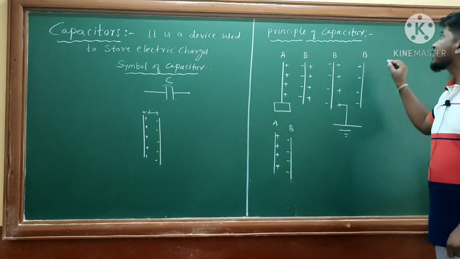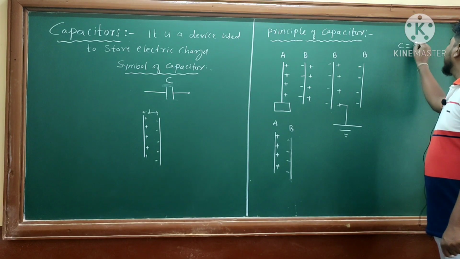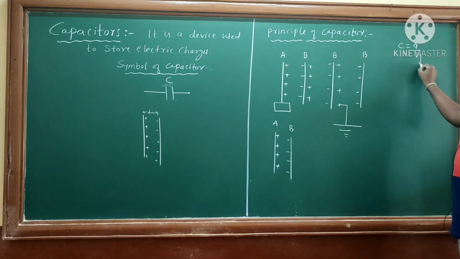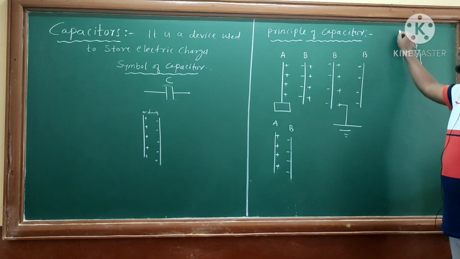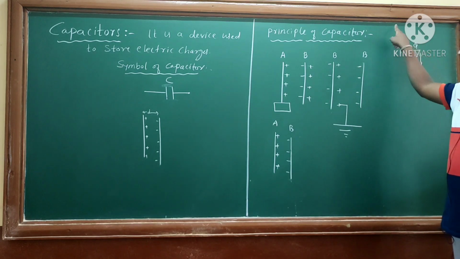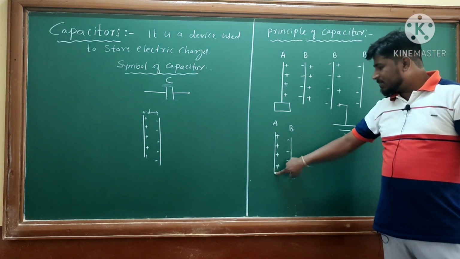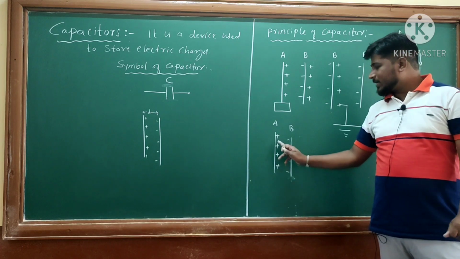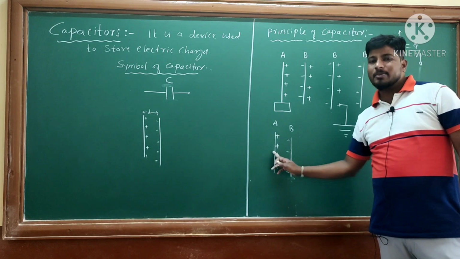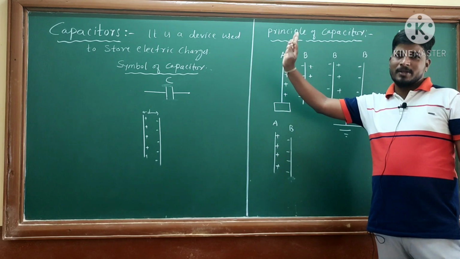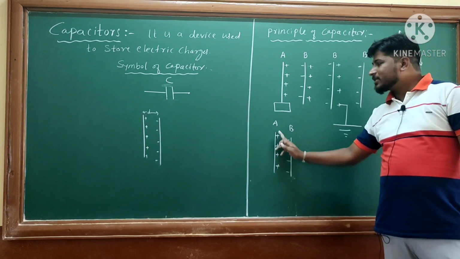We know that C is equal to Q divided by V. When the potential of any conductor decreases, its capacitance increases. So this becomes what now? It acts as a capacitor now, because its potential decreases. Since its potential decreases means what? Its capacitance increases now.